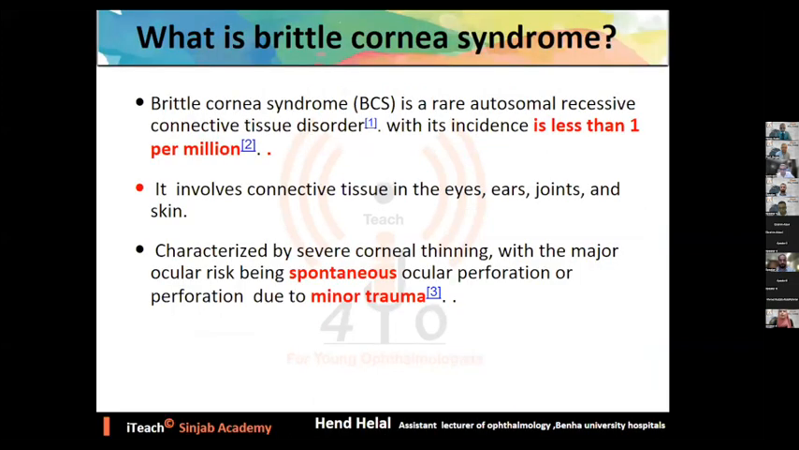I will start my presentation with the question: what is brittle cornea syndrome? Brittle cornea syndrome is a rare autosomal recessive connective tissue disorder with an incidence of less than 1 per million. It affects the connective tissue not only of the eyes, but also of the ear, joint, and skin, and is characterized by severe corneal thinning with risk of corneal perforation, either spontaneously or even with minor trauma.